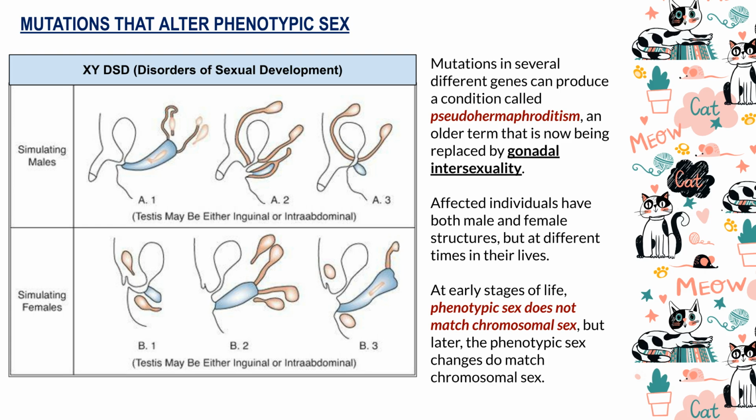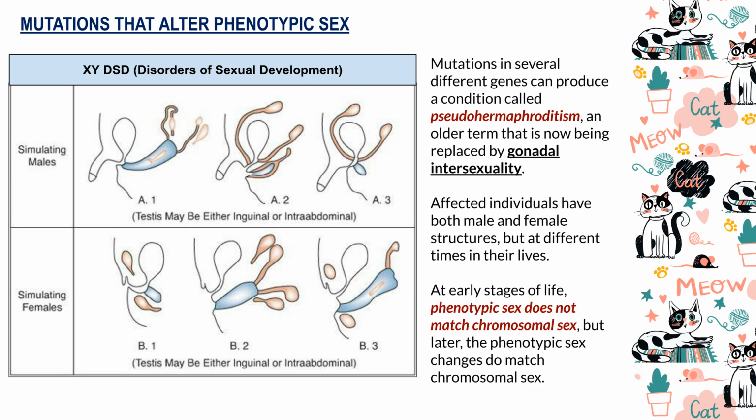In the top row, labeled simulating males, individuals have XY chromosomes and develop testes, but development is atypical. The testes may be located in the abdomen or inguinal region rather than fully descended. Because hormone production or hormone action is partially impaired, male development occurs, but may be incomplete or abnormal, showing that the presence of testes alone does not ensure typical male anatomy.